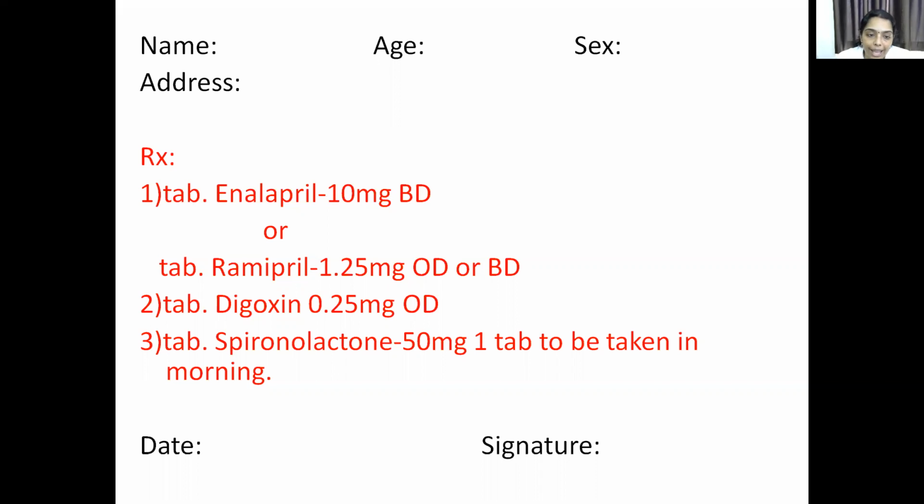So how do they act? Digoxin, we know it increases the contractility. So here, why do we prefer, see, even though ACE inhibitors are the first choice drugs, it is preferred to combine spironolactone with ACE inhibitors.